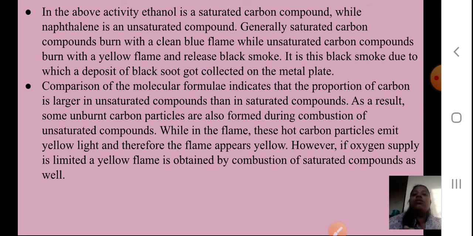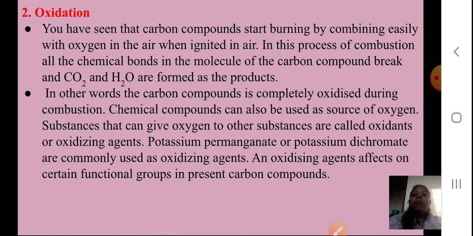Okay students, there also you can get the yellow flame. I hope this activity is clear to you. Now, second part is the oxidation. I hope combustion you understood. You are going to do the combustion in presence of air and carbon dioxide gas you are going to get, right? Heat and light will be emitted.